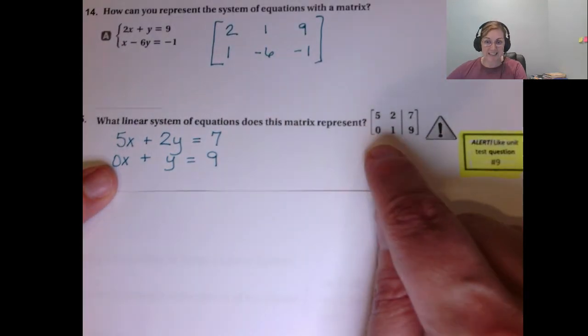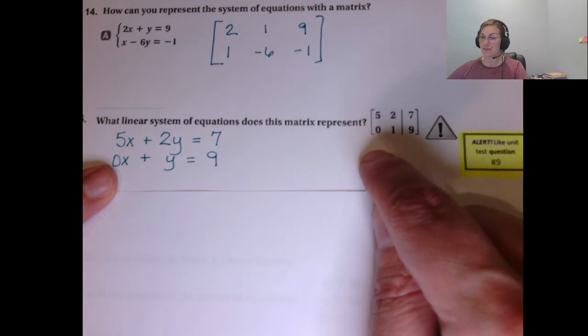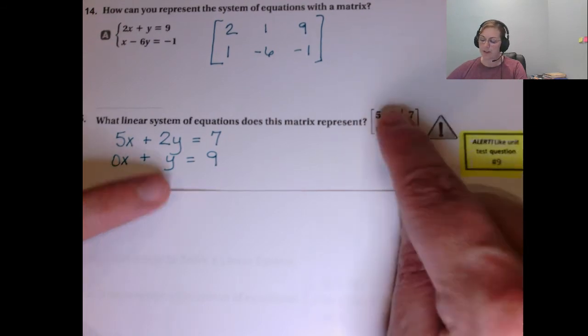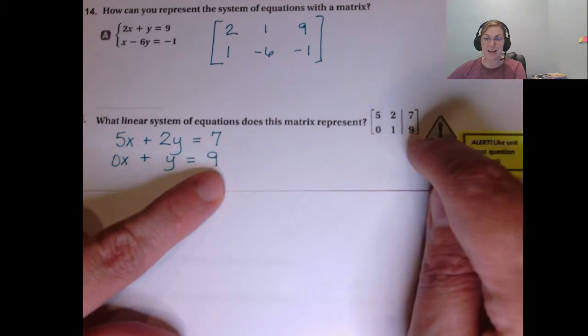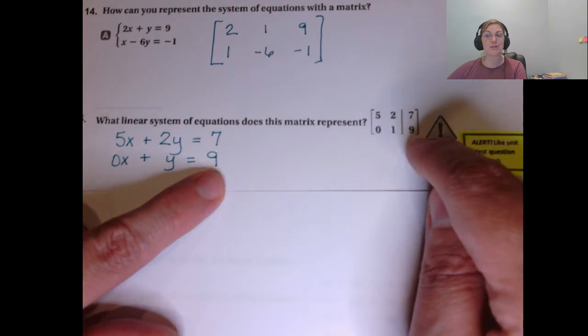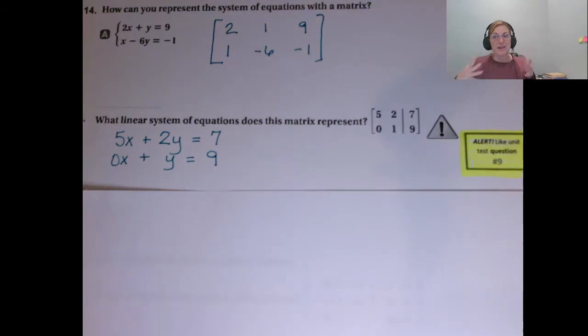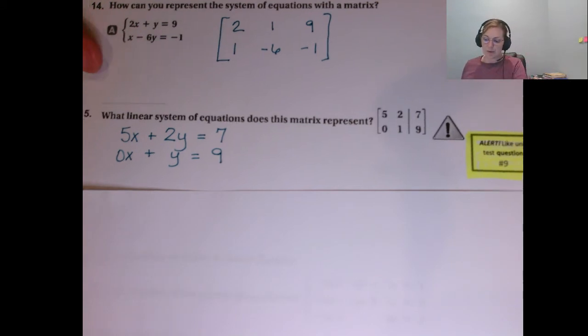So I'm putting the x's back in with the numbers in the first column, putting the y's back in with the numbers in the second column, and I'm putting those constants in for the numbers in the third column. So that's how I get back to my system. I can go from system to matrix. I can go from matrix to system, whichever way that I need to do.